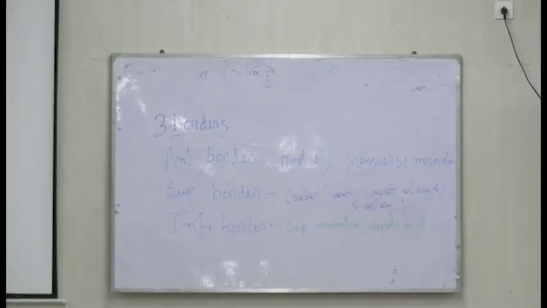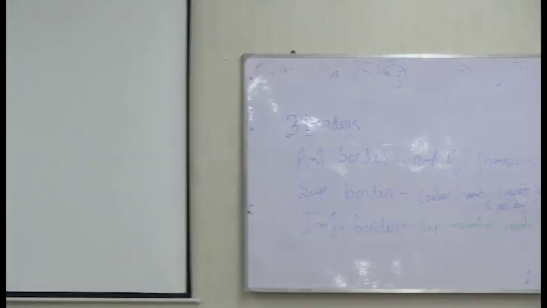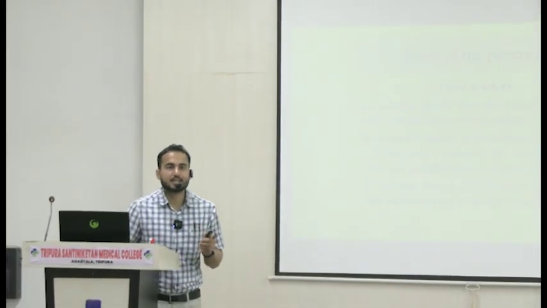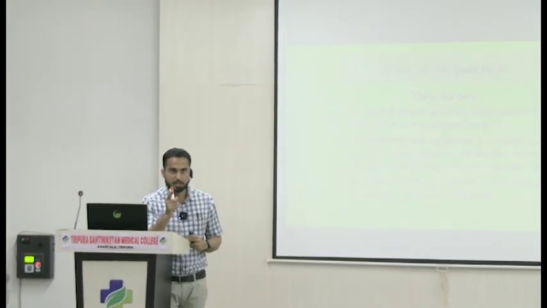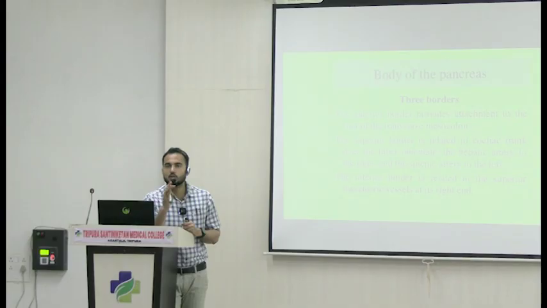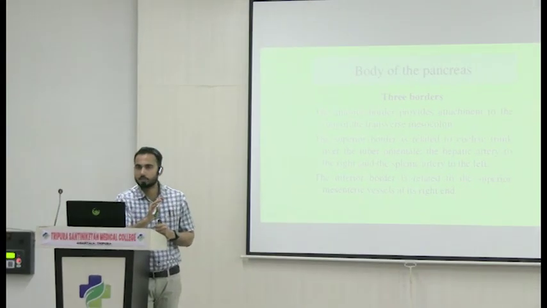Okay, so in case of the borders of the pancreas, I have shown you the cut section. Three borders are there: the anterior border, superior border, and inferior border. We were discussing the superior border. There is a very important part related to the superior border, that is the tuber omentale, which is related to the celiac trunk. As I said, it is an important landmark. From there you can know whether it is the body or the neck of the pancreas.